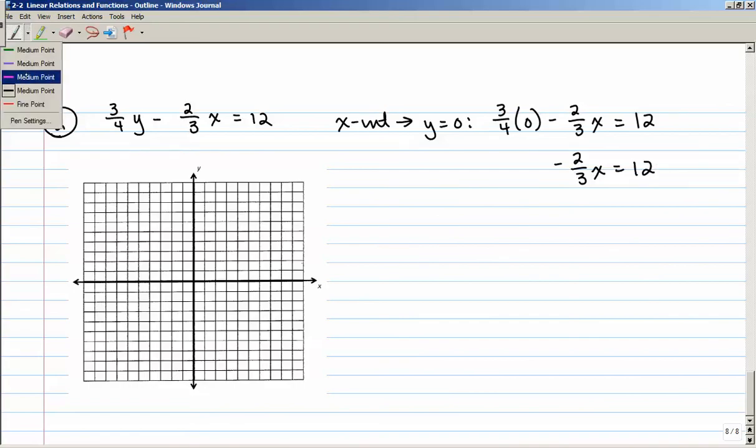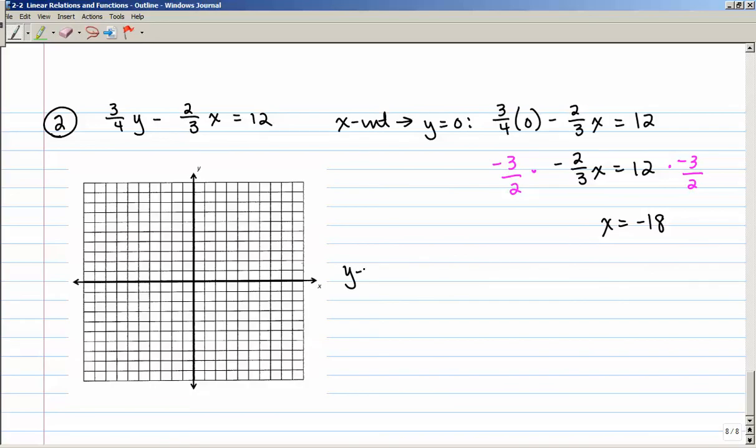To solve that for x, multiply by the reciprocal, negative 3 over 2. And that will leave me with x equals a negative 18. To find my y-intercept, I'm going to let x equal 0. So 3/4 y minus 2/3 times 0 equals 12. Or 3/4 y equals 12.